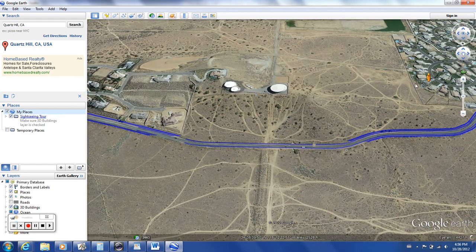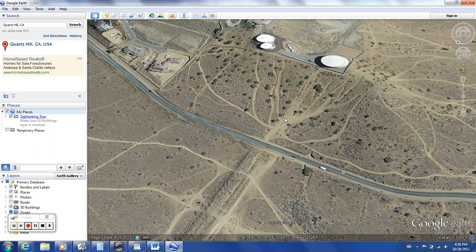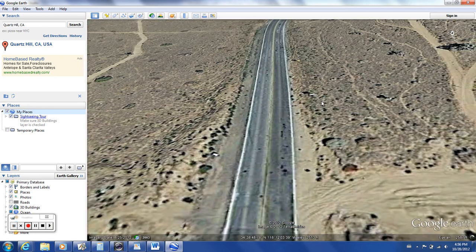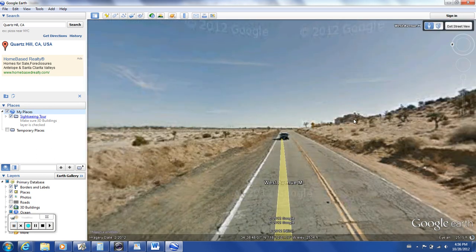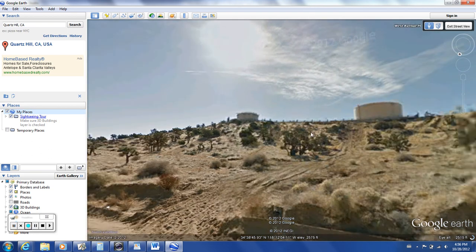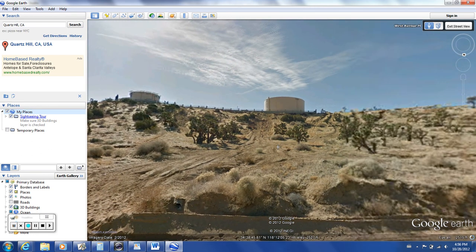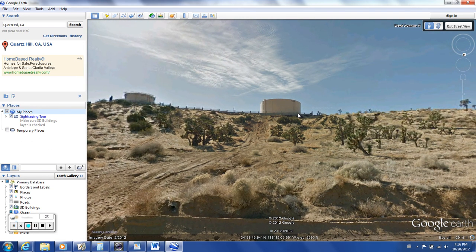I'm going to go to Street View here, so I'll put my little guy there, and let's see what I'm looking at, or what I wanted you to look at right here. I'm going to turn around. The Quartz Hill water towers. Okay, so I didn't actually go there and measure these things, but I'm going to pretend like I did, and I'm going to pretend like this is what I found the measurements to be.